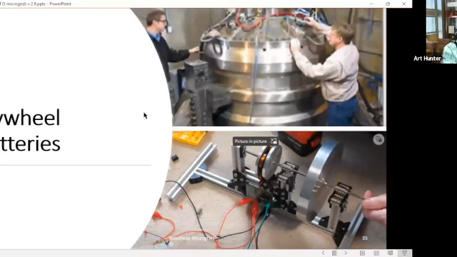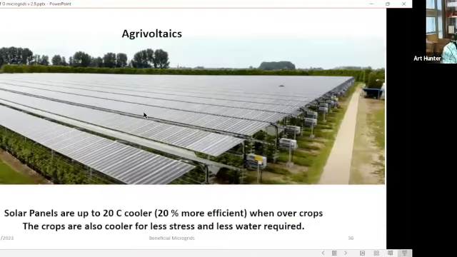Agrivoltaics is becoming very big, as people say we don't want to put solar farms on agricultural land. And so the answer is share it. Put the solar panels above some of the crops, and because the panels will run cooler, so will the crops. They'll be cooler. They'll need less water, and this is working quite nicely.